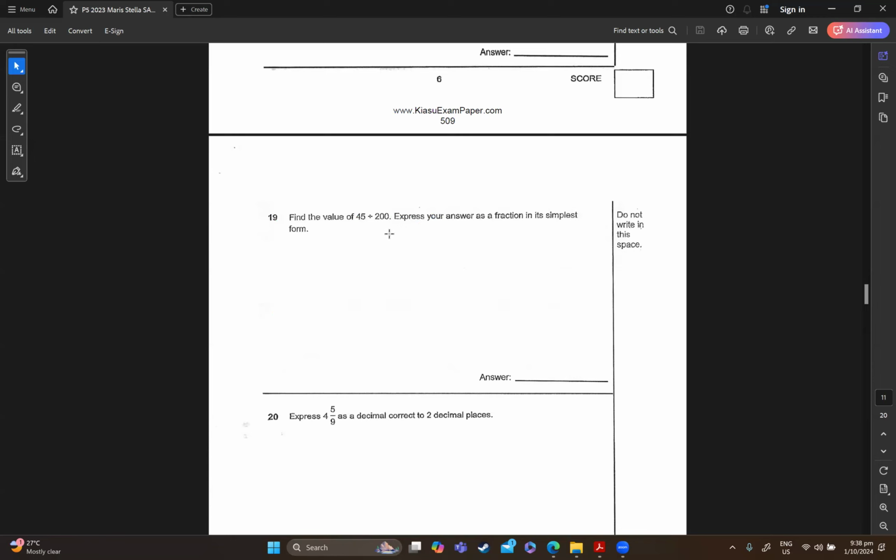Okay, find the value of 45 divided by 200. Express your answer as a fraction in its simplest form. So 45 divided by 200 can be written as 45 over 200. Top and bottom are multiples of 5. So this will become 9 over 40. So the answer is 9 over 40.